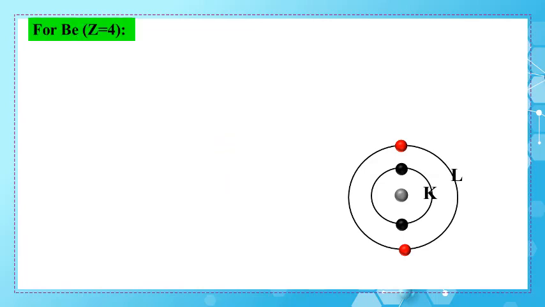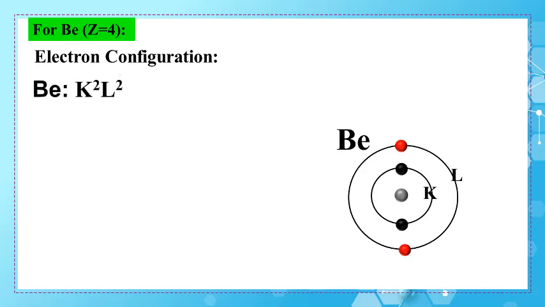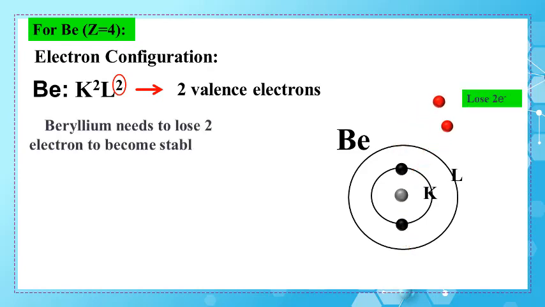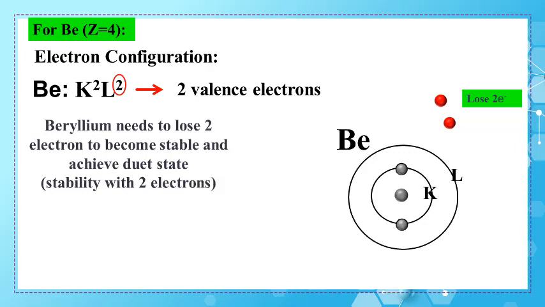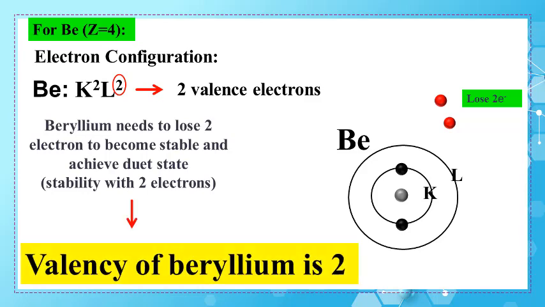What about beryllium having Z equal 4? The electron configuration of beryllium is K2L2. It has 2 valence electrons. Beryllium needs to lose 2 electrons to become stable and achieve the duet rule, which is stability with 2 electrons. Thus, the valency of beryllium is 2.